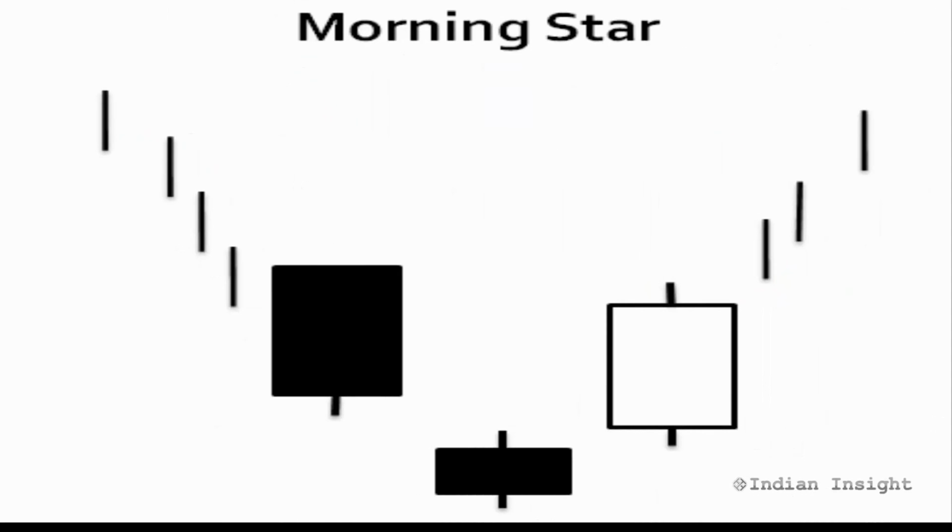Now the opposite of the evening star is the morning star. Hence, the morning star is a bullish reversal pattern and its occurrence is of significance only if it comes after a significant downtrend. The first day in this pattern is a bearish black candlestick which signifies the downtrend in full force. On the second day, the prices open lower with a gap and trade in a narrow range.